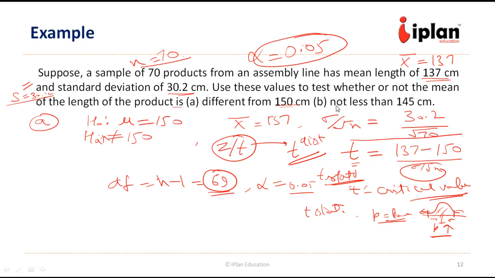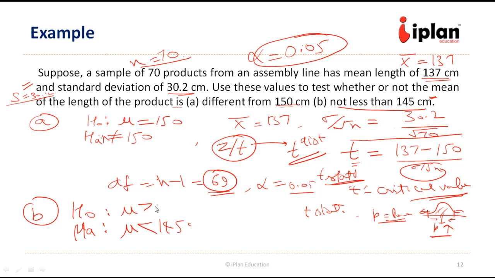Similarly, part B says it is not less than 145 centimeters. So for part B, the alternative hypothesis is mu is not less than 145 centimeters, so automatically the null hypothesis is mu is greater than or equal to 145 centimeters. Our T statistic is going to be the same. The only thing is we are not going to look at both sides. We are going to just look at the right-hand side. So if this is 145, say the center is 737, we are going to look at this probability.